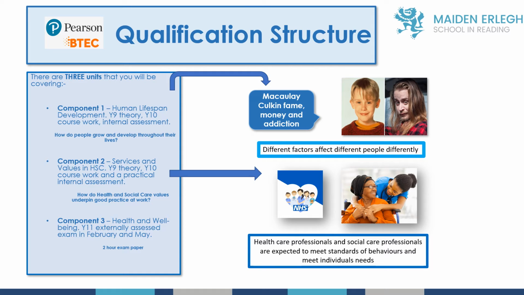They're known as assignments. Component 3 is your final external assessment piece, which is an exam paper, and that is done in year 11, and you get the opportunity of sitting an exam in February and have the chance to resit in the May if required.